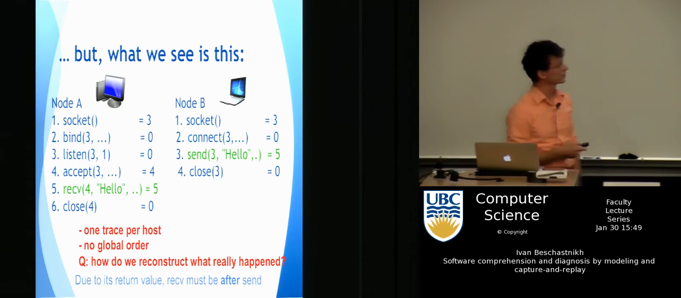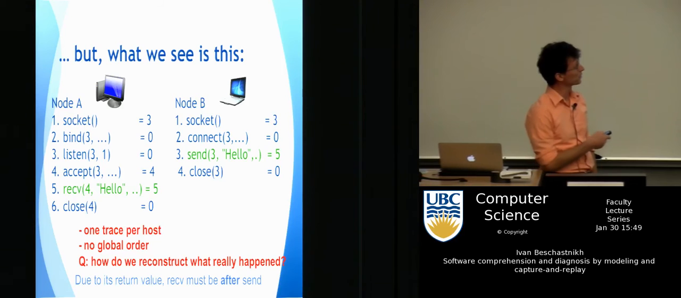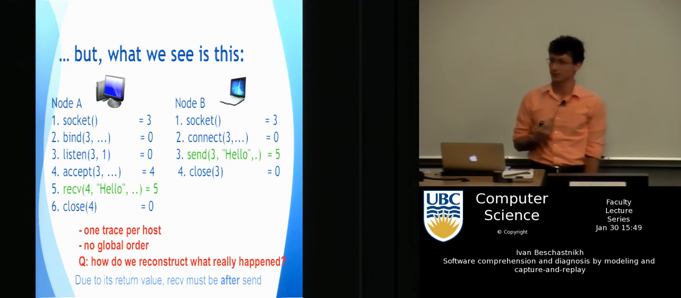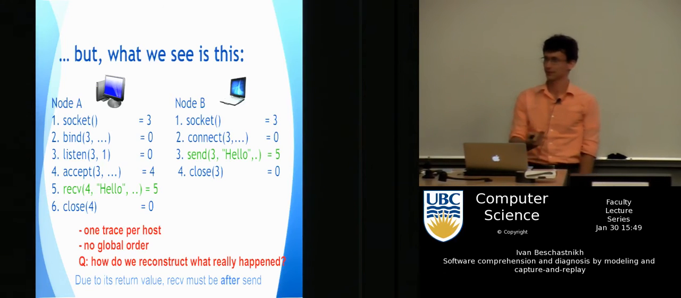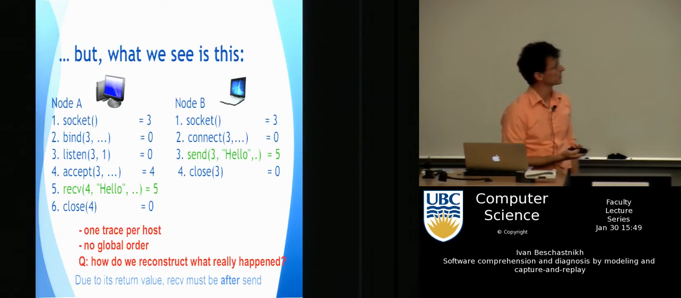We could do the same thing for other events in this trace. So for example, send and receive. In order for this receive to return a value of 5, I must have some data in the buffer. So the data must have been sent. That means the send must have preceded the receive.